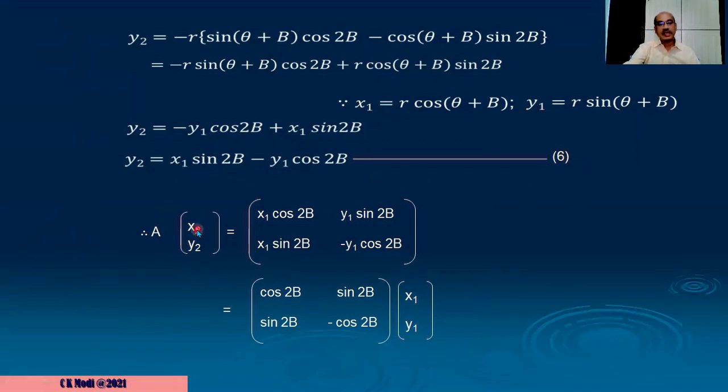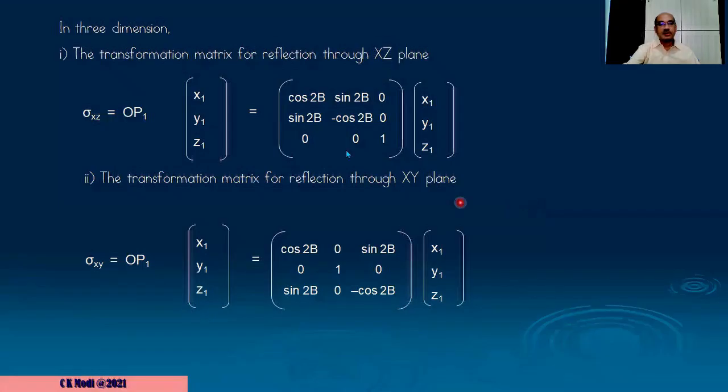So the matrix x2 y2 becomes x1 cos 2b, y1 sine 2b, and x1 sine 2b minus y1 cos 2b. Okay, so this is the value, and therefore the matrix is cos 2b, sine 2b, sine 2b, minus cos 2b, times x1 y1. So this is the two-dimensional way.